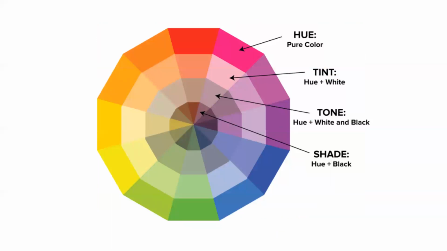You have also learned about tonal values in lower grades. Let's have a quick glance at these. A hue is a pure color. A tint is a hue mixed with white. We get a shade when a hue is mixed with black. A tone is obtained by mixing hue with white and black.